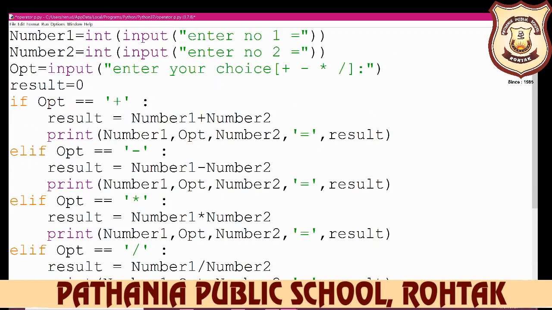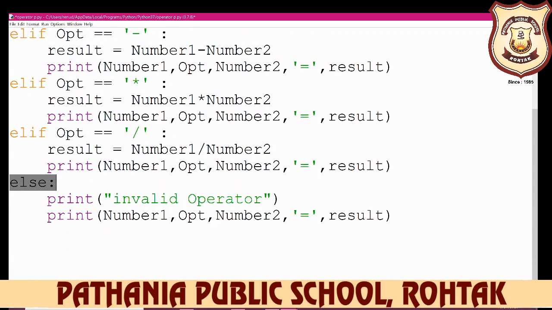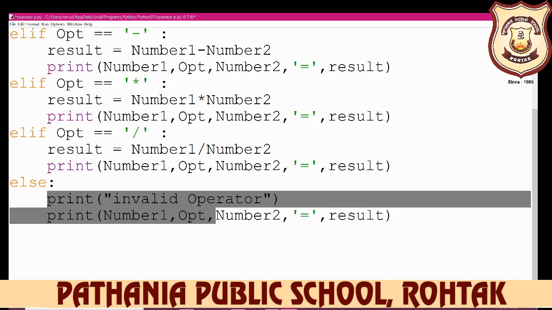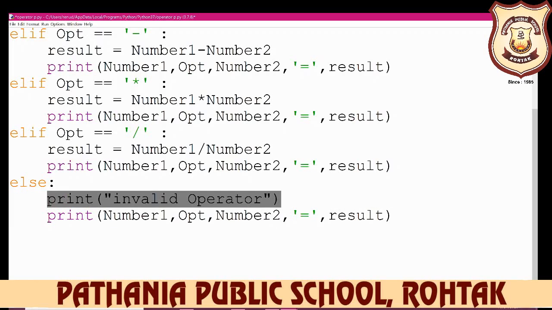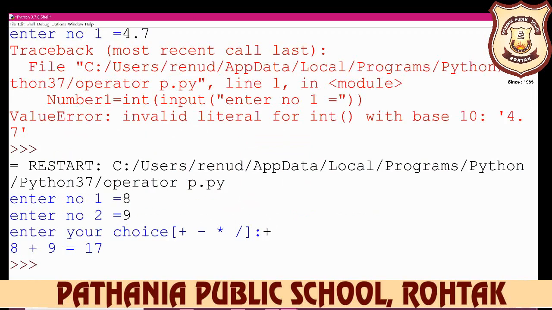First you write down if, then elif, then again elif. So many multiple choices are there, so you write down elif again, and in the last you write down else. Else means otherwise, print invalid operator, and in invalid operator also display number 1 comma option comma number 2 equal to result. So now you run this program by clicking F5.